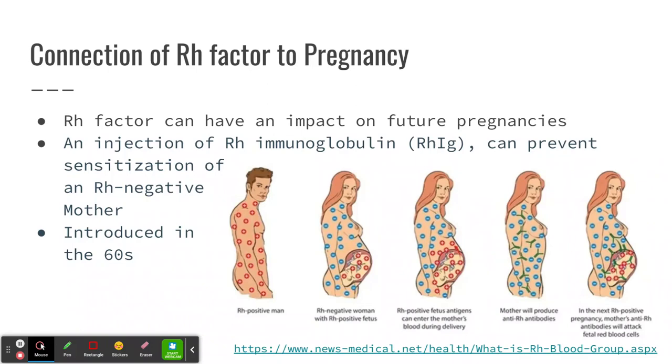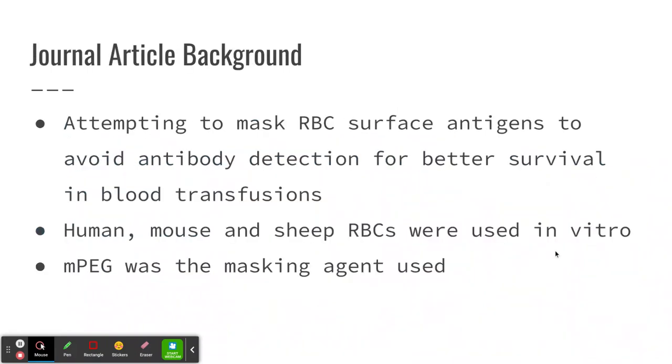cells. So the solution that we came up with, and this was introduced in the 60s, was an Rh immunoglobulin immunization, essentially an injection, and that prevents that sensitivity in the mother so that she can have future Rh positive babies. Huge win for medicine when this was introduced.